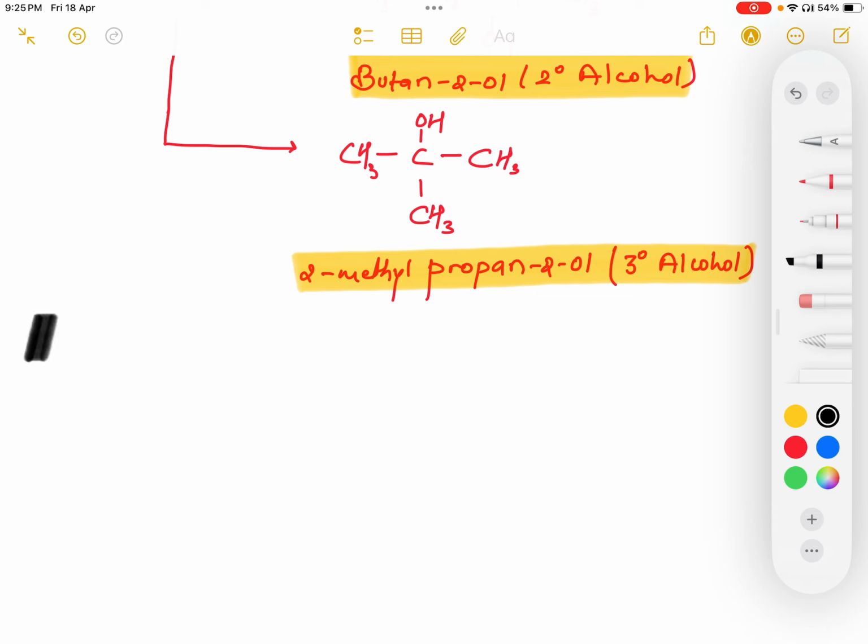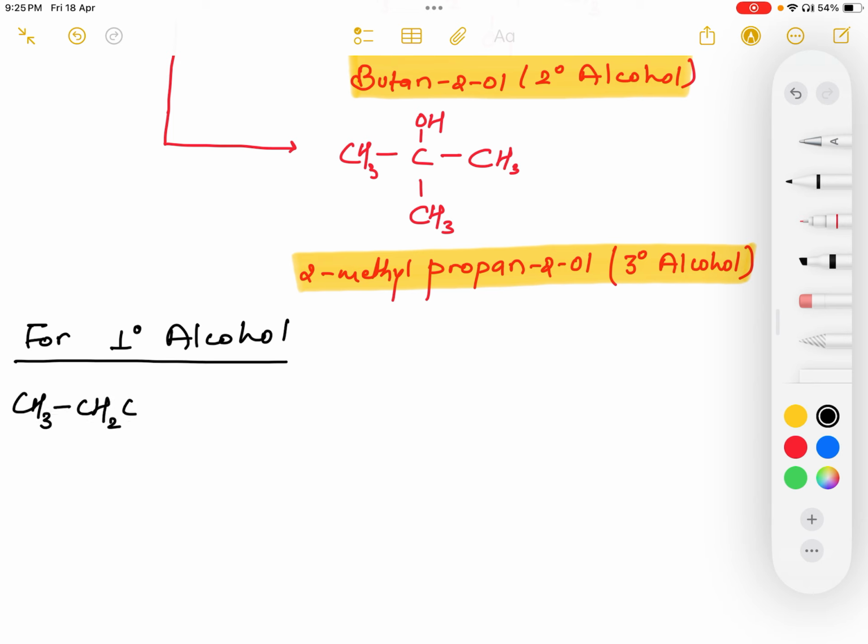For 1 degree or primary alcohol, what was the primary alcohol we were having? We were having CH3, CH2, CH2, CH2, and OH. This was the alcohol. What is the first step? I asked you to treat the given organic compound with P4 and I2.